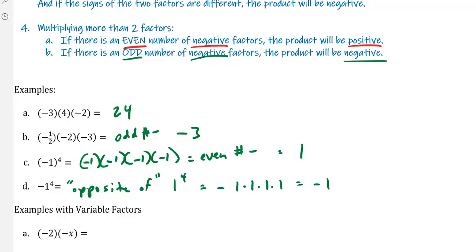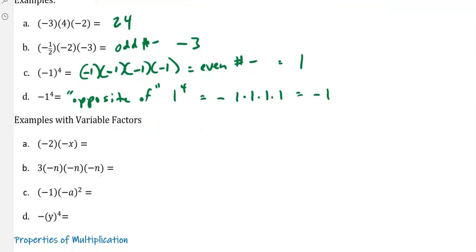Now let's take a look at when we have variables with numbers. Let's look here. -2 times -x. Well, there's 2 negatives there. That's an even number, so that's going to be positive 2x. Let's look at this next one here. Now this is 3 times -n times -n times -n. How many negatives are there? There's 3 of them. That's an odd number of negatives. So your answer is going to be negative because it's an odd number of negative signs. And that's -3n to the 3rd power because we're multiplying n times itself 3 times the 3.